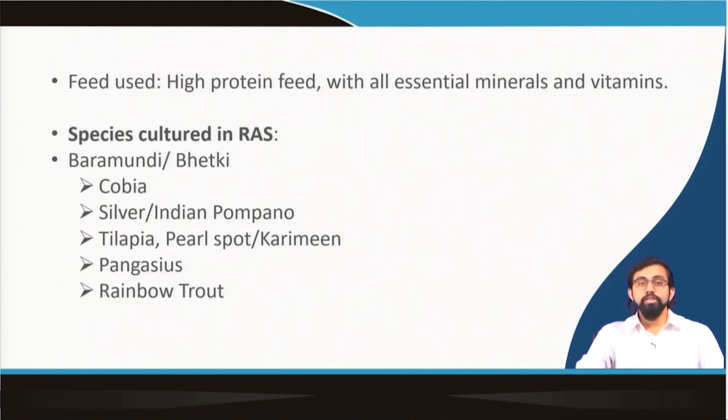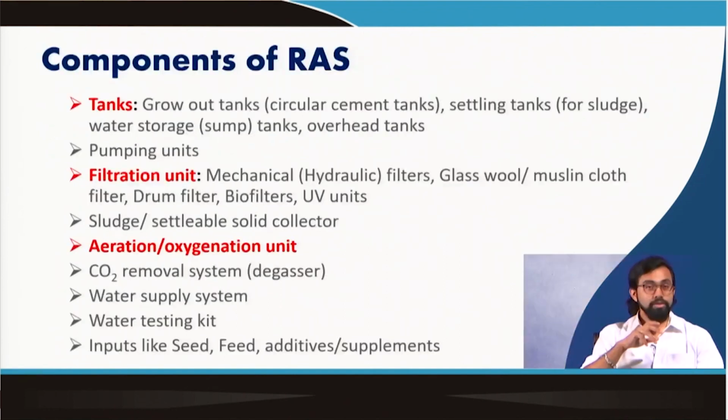The feed that is used is a high protein feed with all essential minerals and vitamins, and we introduce it to our recirculating aquaculture systems for maximum output. The species that are cultured in RS systems are mainly barramundi, bhetki, cobia, silver or Indian pompano, tilapia, pearl spot or karimeen, pangasius, and rainbow trout, etc.